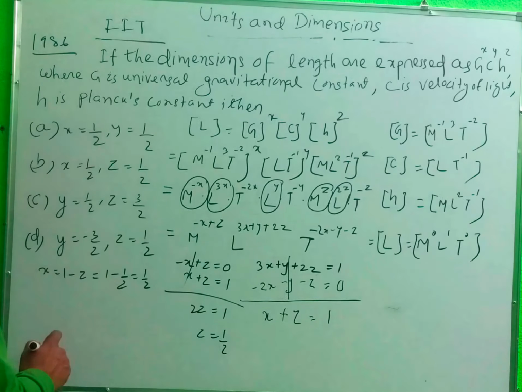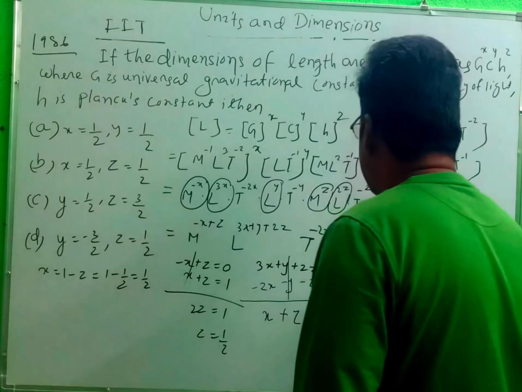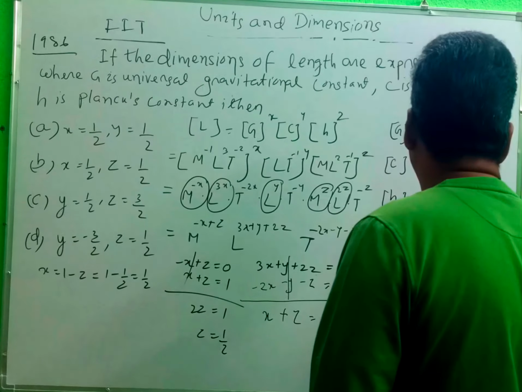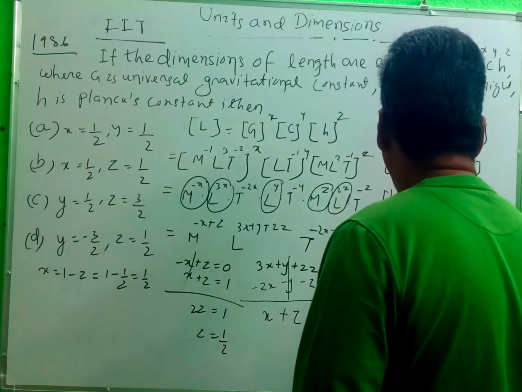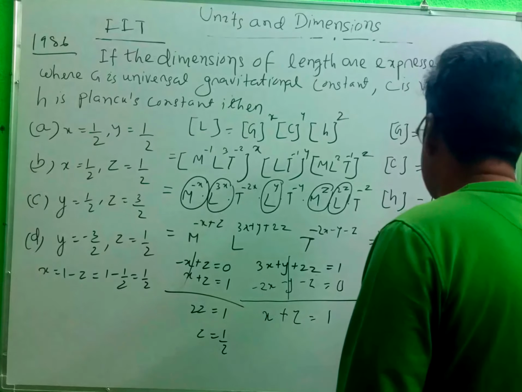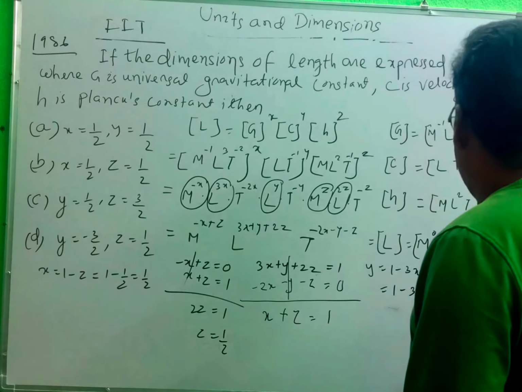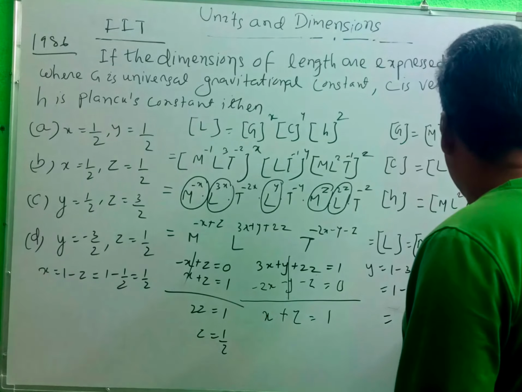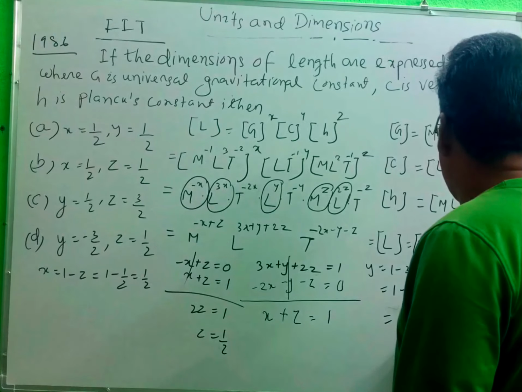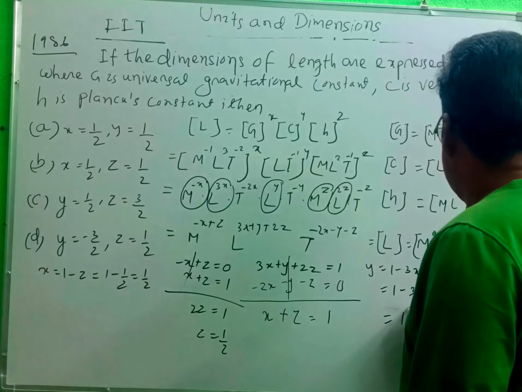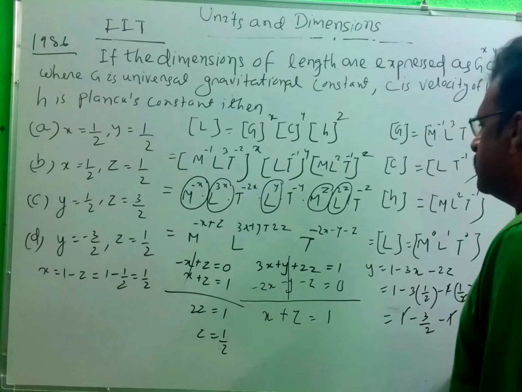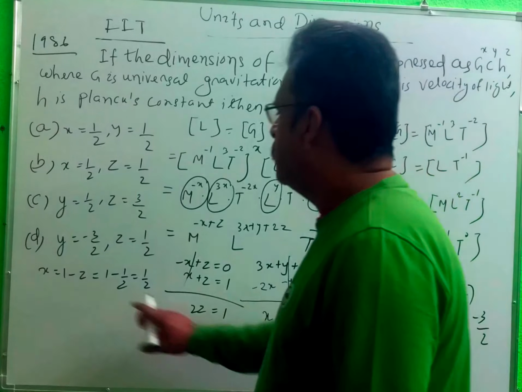What is y? You can find out y here. y is 1 minus 3x minus 2z. Then that is 1 minus 3 into half minus 2 into half, student. So this becomes, this 2 cancels, and this becomes 1 minus 3 by 2 minus 1, that is 1 cancels, and this is minus 3 by 2. So value of y is minus 3 by 2, that of z is half, x is half.